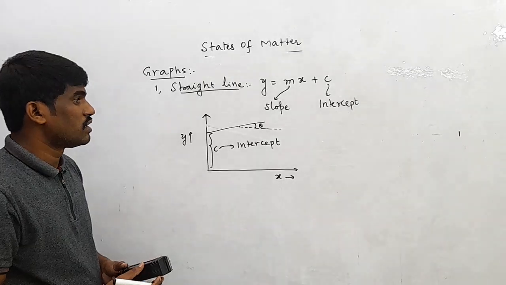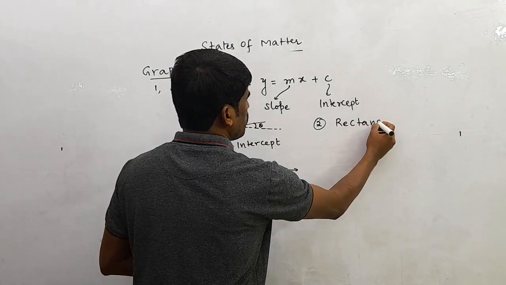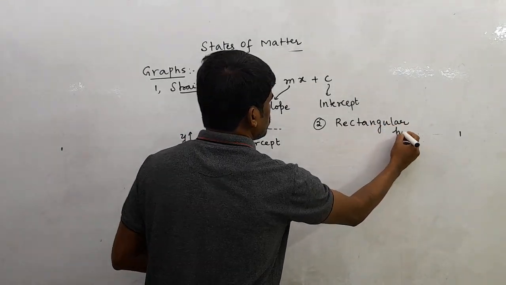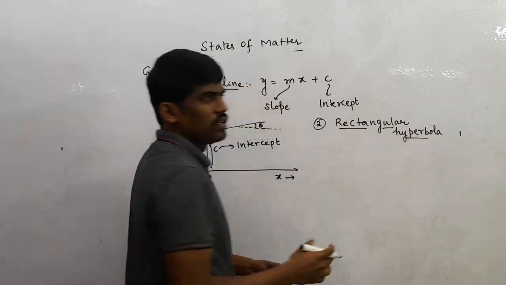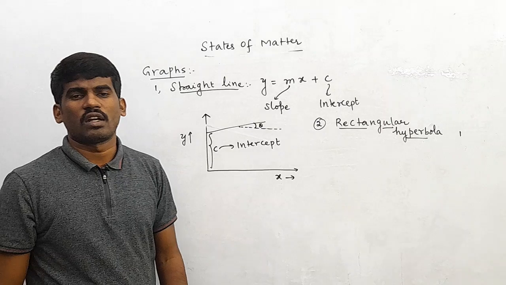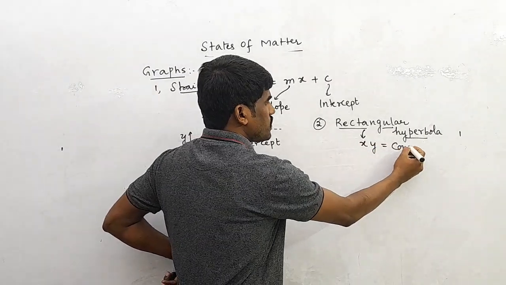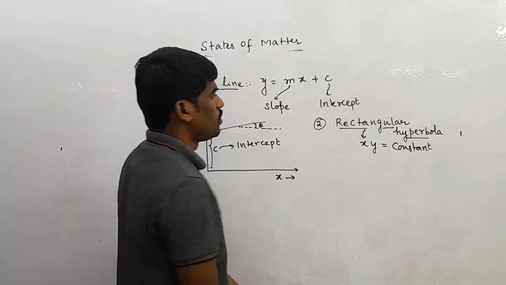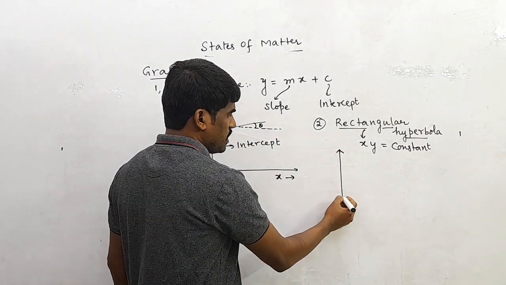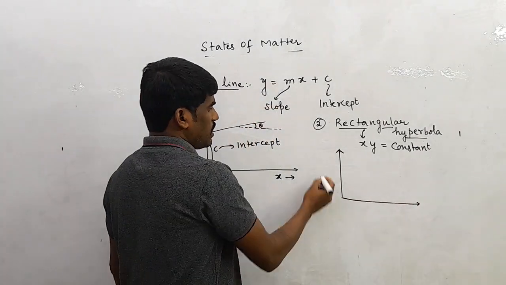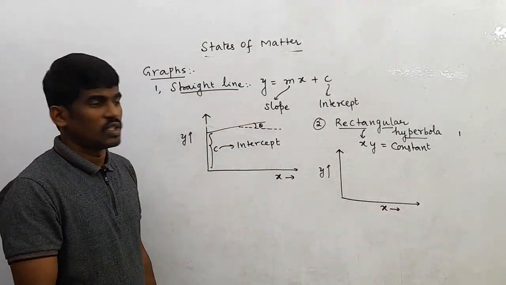And the second kind of graph, what are you going to get? The second kind of graph is the rectangular hyperbola. This is the second kind of graph. For a rectangular hyperbola, xy is equal to constant. In that case, if xy is equal to constant, I can take the y component here and the x component here. Then what will happen?